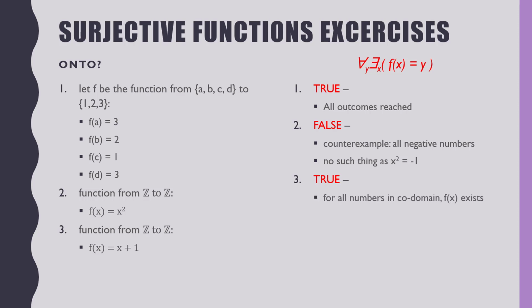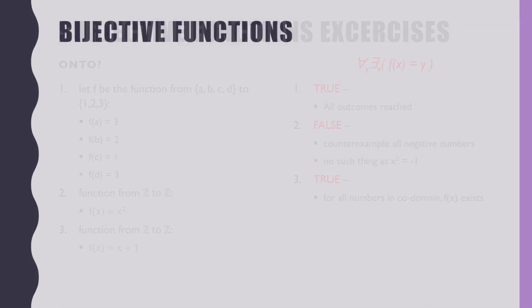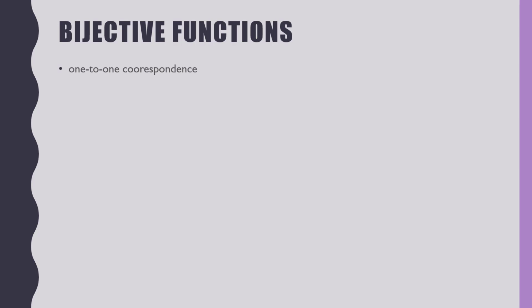For all numbers in the codomain, f of x exists. Every number in the codomain, which is all integers, there is some number that I can add 1 to and get it, right? Okay, bijective functions. What do you suppose a bijective function is? Injective and surjective. Yeah, exactly right. It's called a one-to-one correspondence, a bijection, a bijective function, and it's both one-to-one and onto.